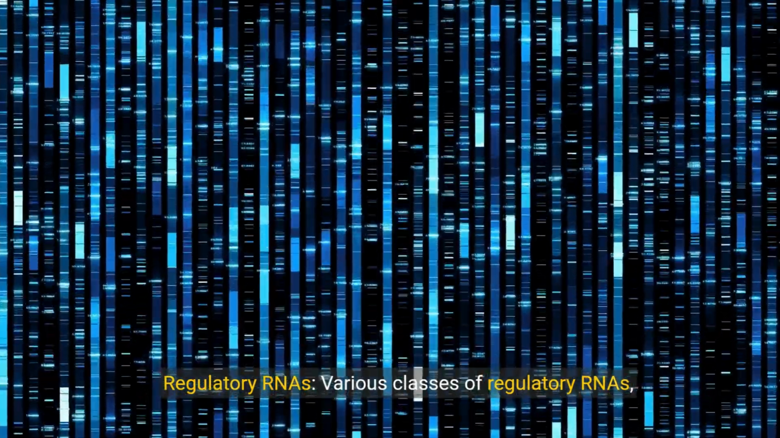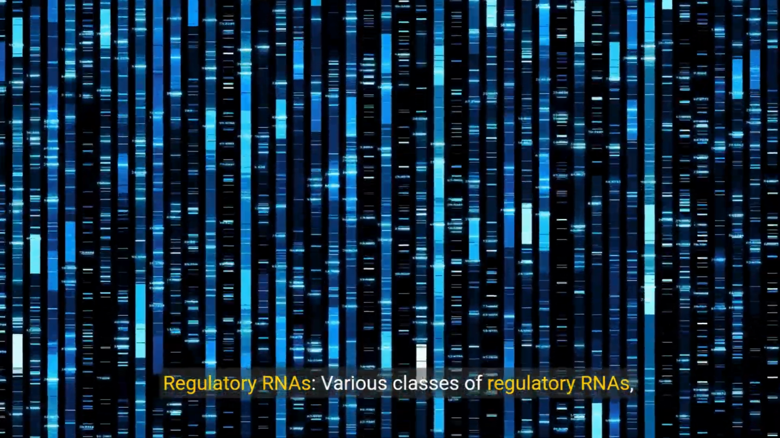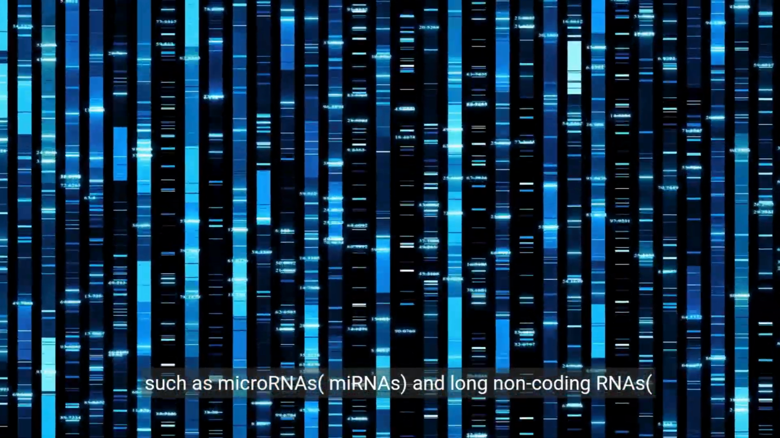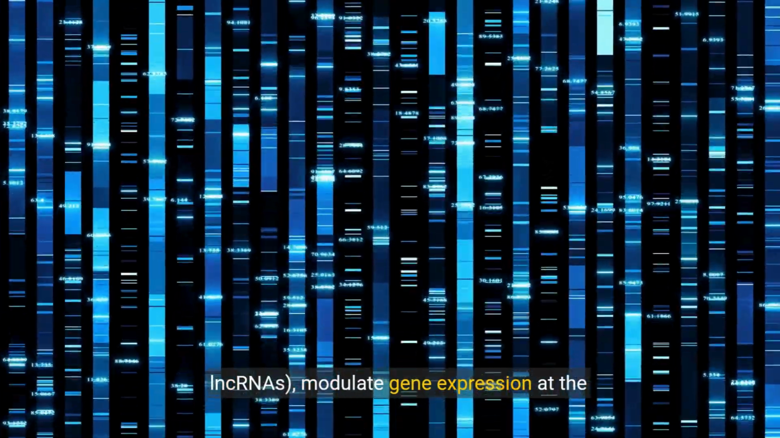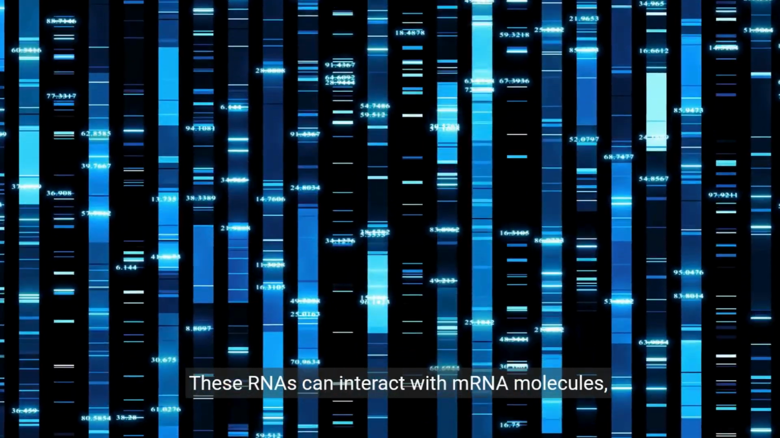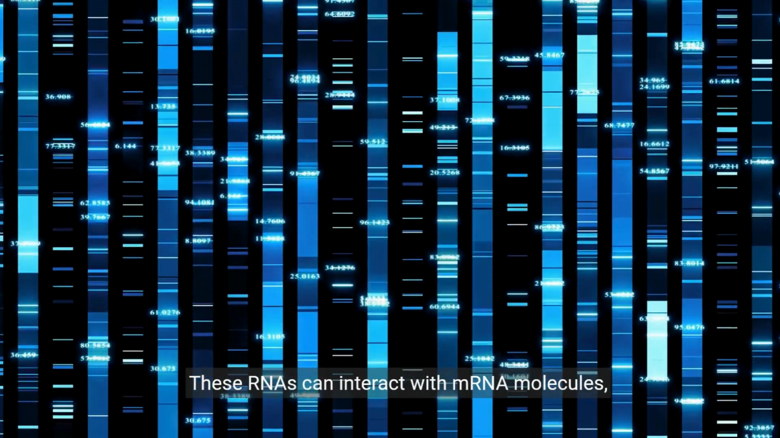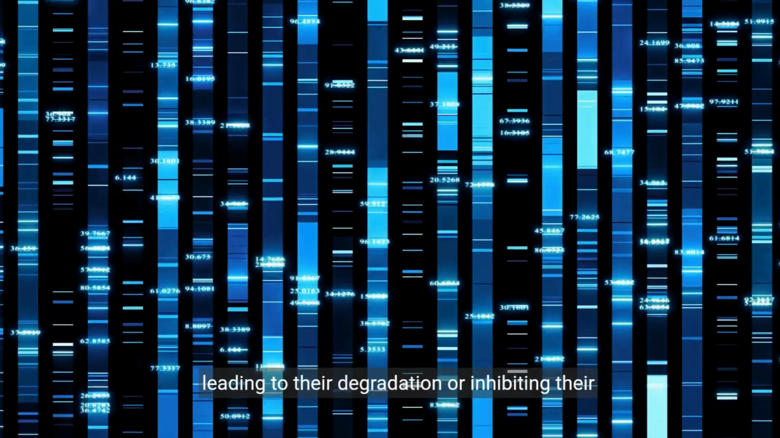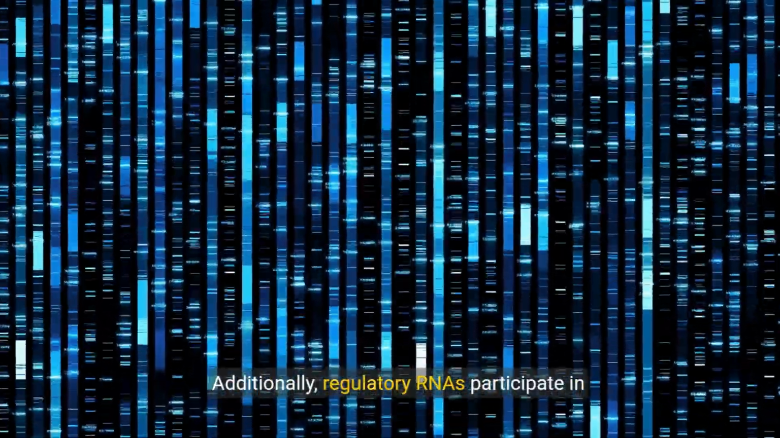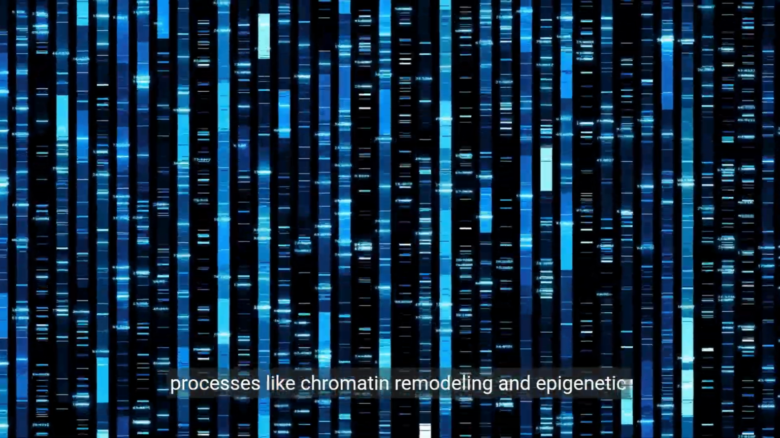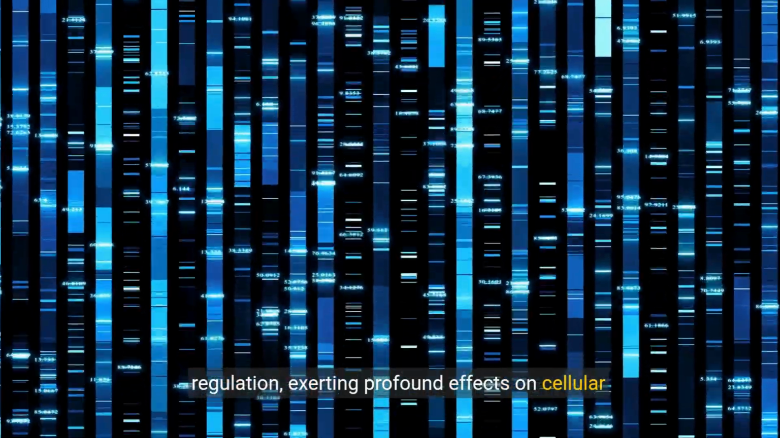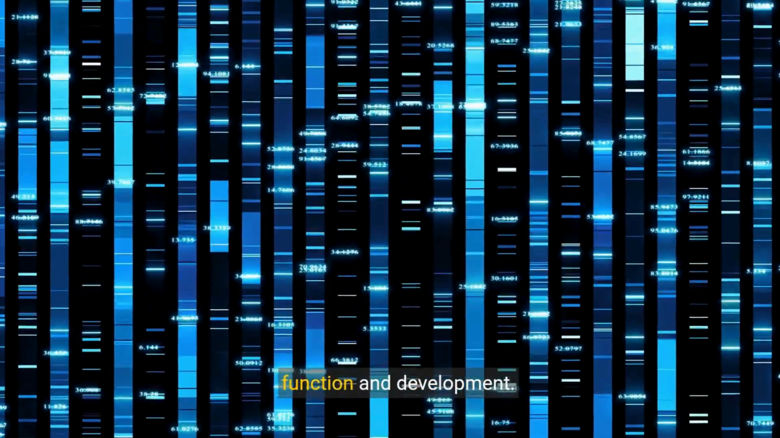Regulatory RNAs. Various classes of regulatory RNAs, such as microRNAs, miRNAs, and long non-coding RNAs, lncRNAs, modulate gene expression at the transcriptional or post-transcriptional level. These RNAs can interact with mRNA molecules, leading to their degradation or inhibiting their translation. Additionally, regulatory RNAs participate in processes like chromatin remodeling and epigenetic regulation, exerting profound effects on cellular function and development.